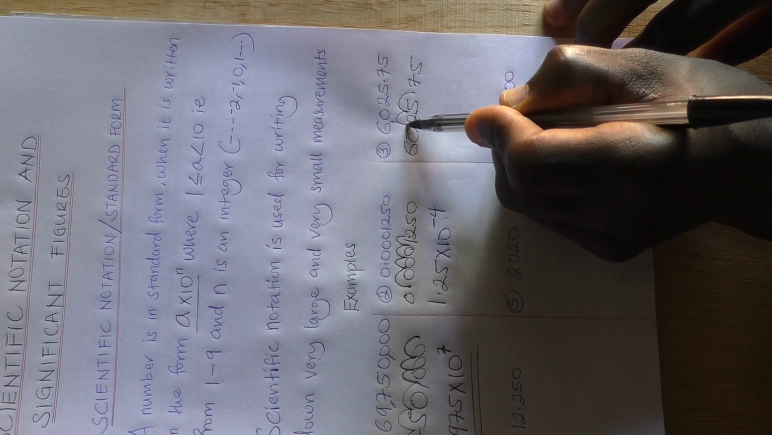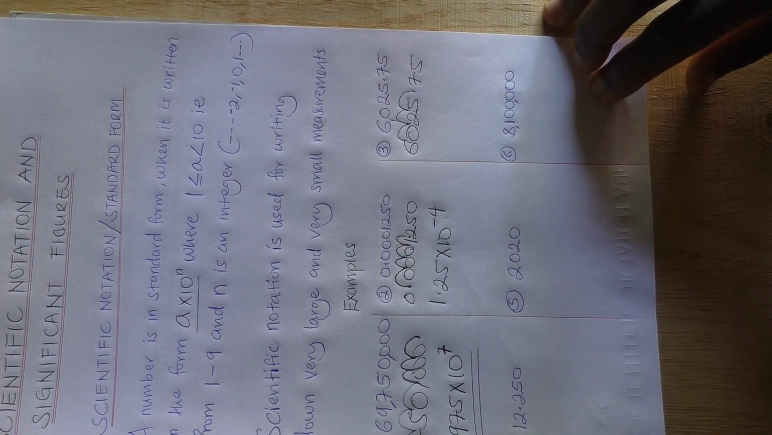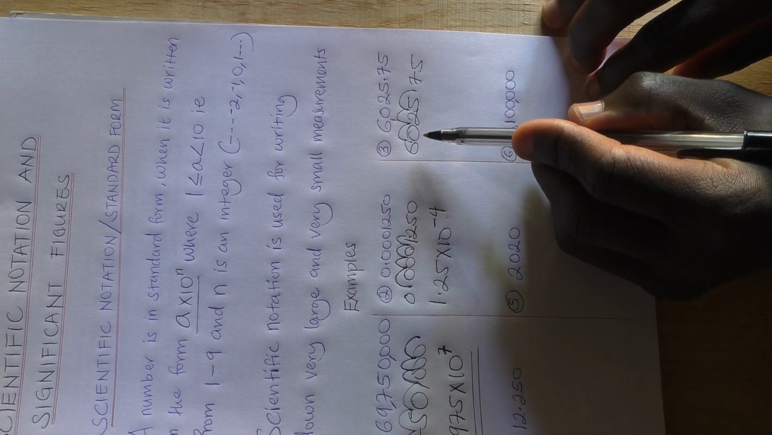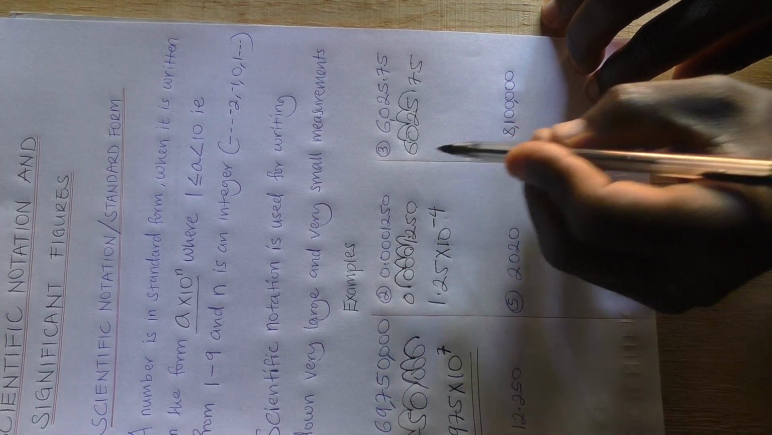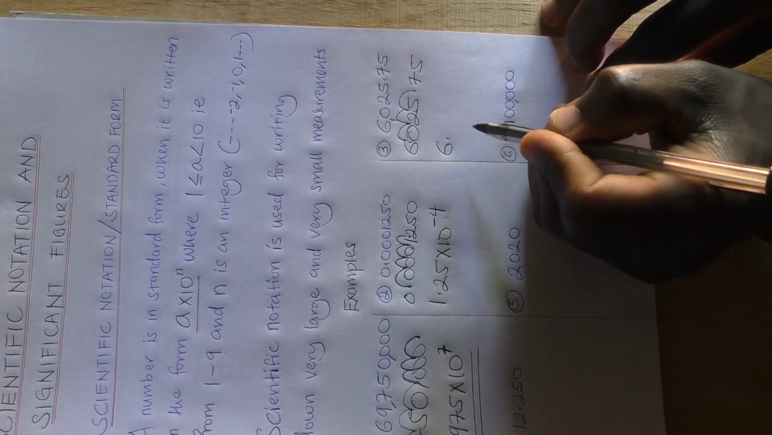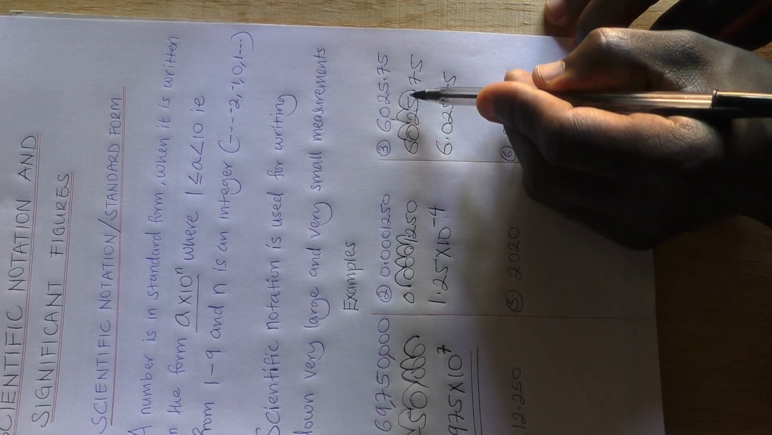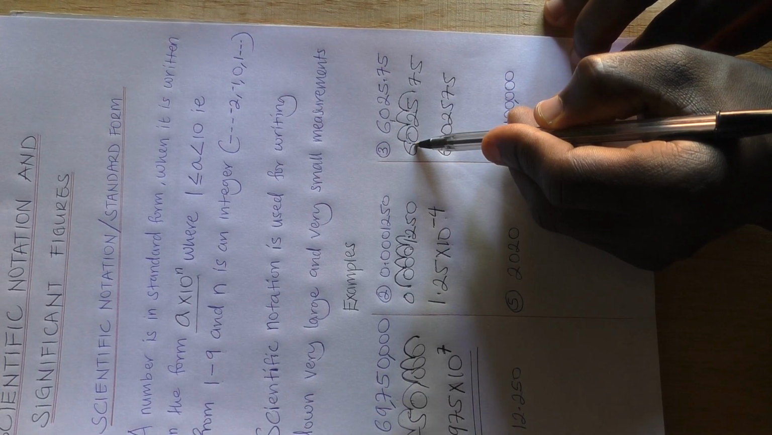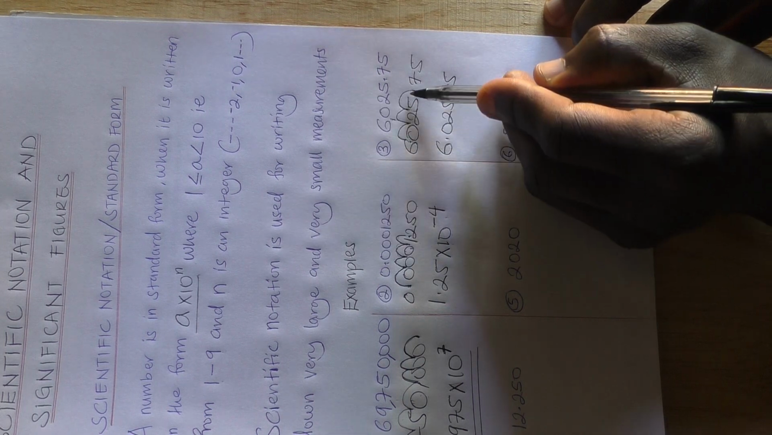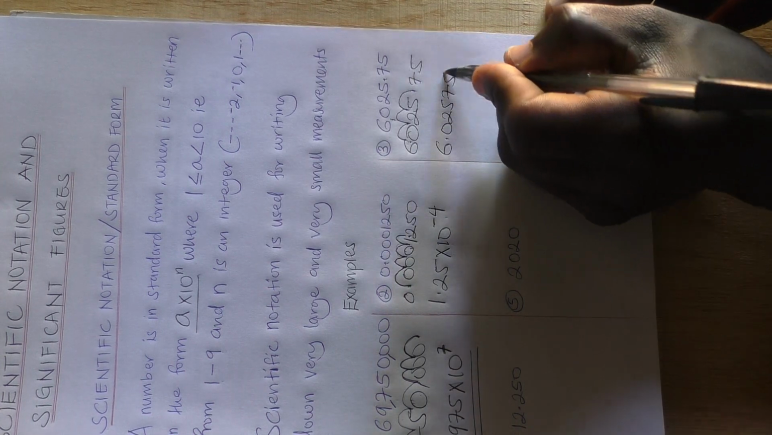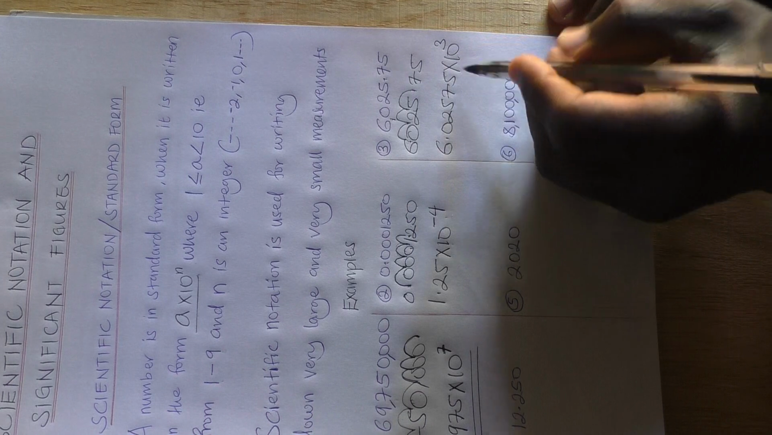So I'll move my point to the left. That is 1, 2, 3. So I move it 3 steps to the left. Why? I had to leave one figure to the left of the point. So I come up with 6.02575. Since I've been moving to the left, therefore my power is positive. And I've moved 1, 2, 3 steps. So that will be times 10 power 3.